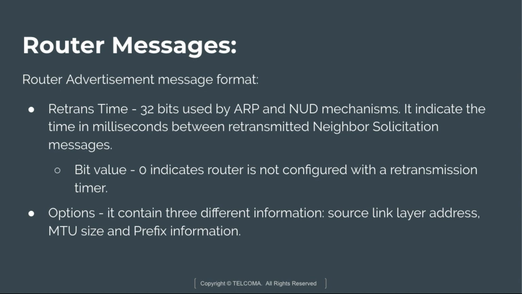So this is about the router messages that we are using in ICMP version 6, that we are using in neighbor discovery. So this is all about the router messages.